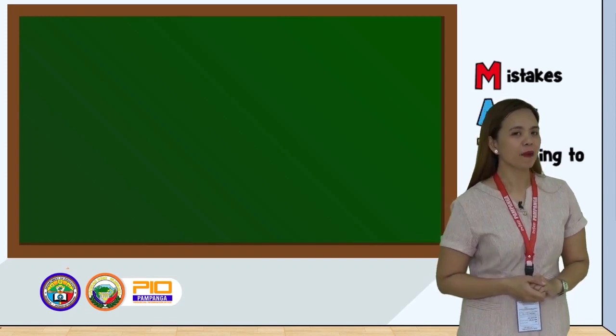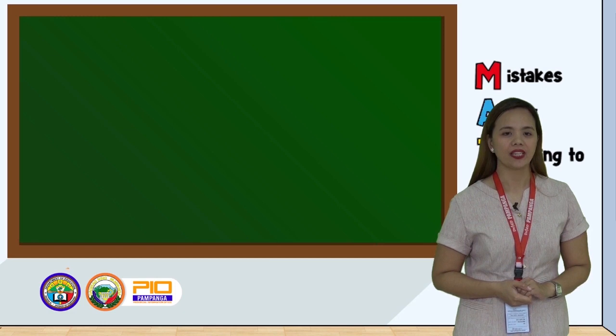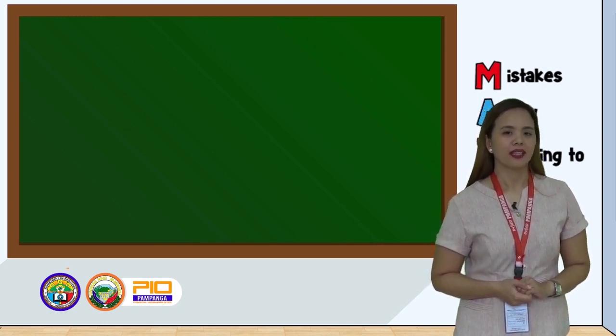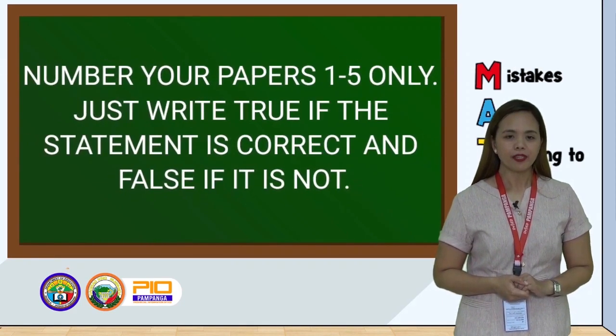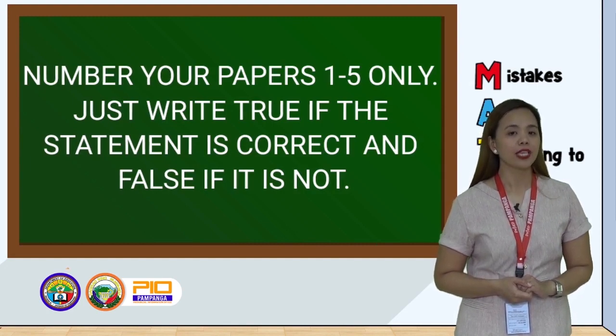Super K Kids, before we go on with our lesson, let us test your prior knowledge. Ready your paper and pen. Okay, let's start. Number your papers from 1 to 5 only. Just write true if the statement is correct and false if it is not.